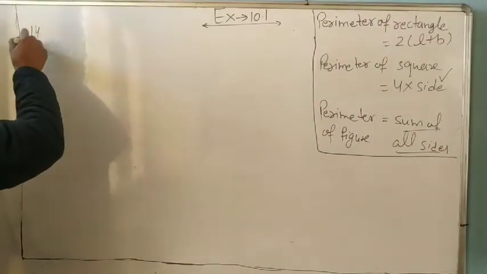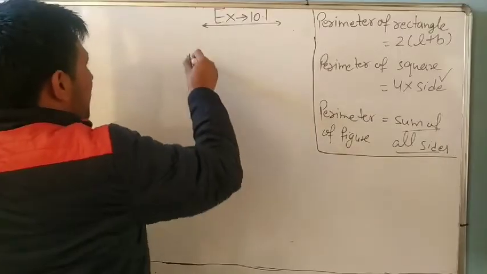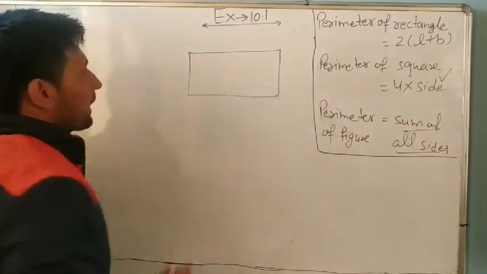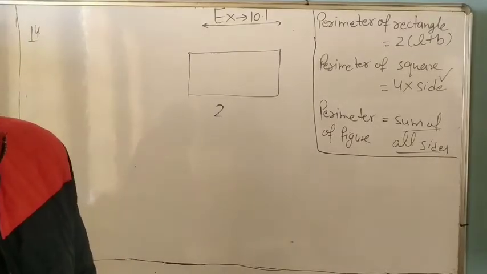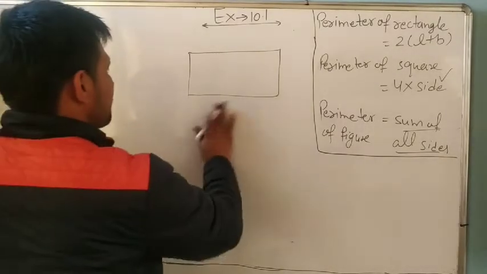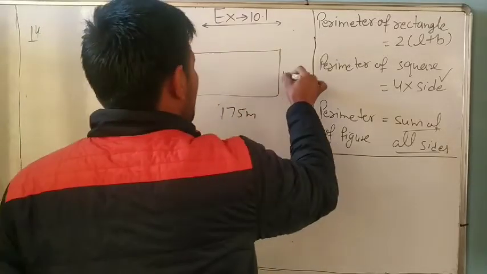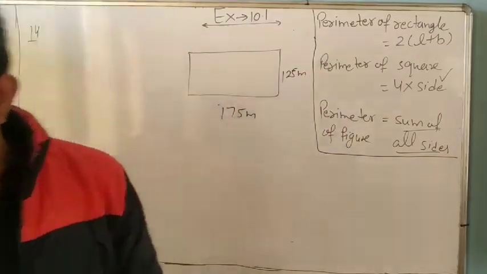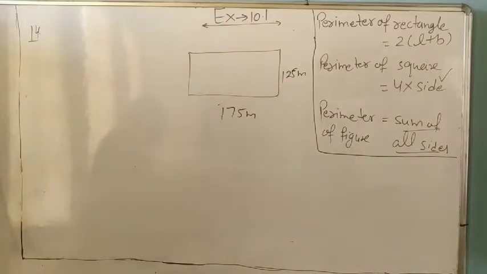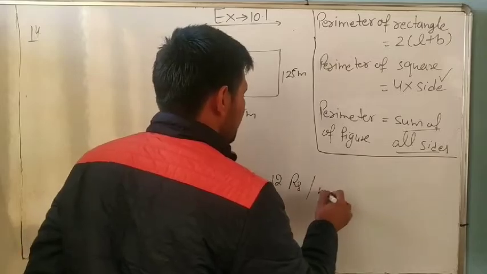Next is question number 14. What is question number 14? Find the cost of fencing of a rectangular park. It is a rectangular park whose length is 175 meter and breadth is 125 meter. We have to find the total cost of fencing of the rectangle, and the cost of fencing is 12 rupees per meter.